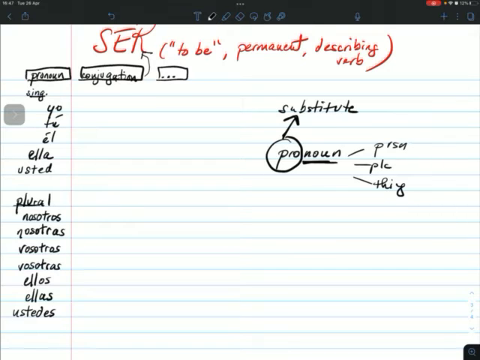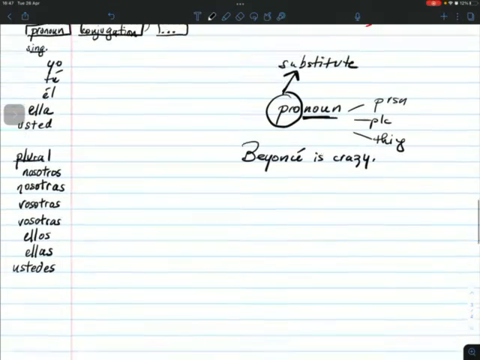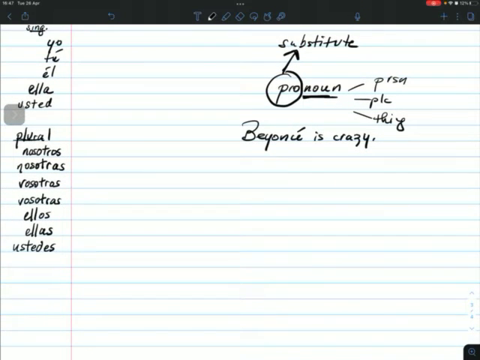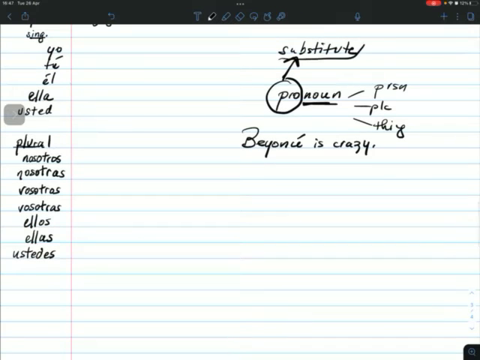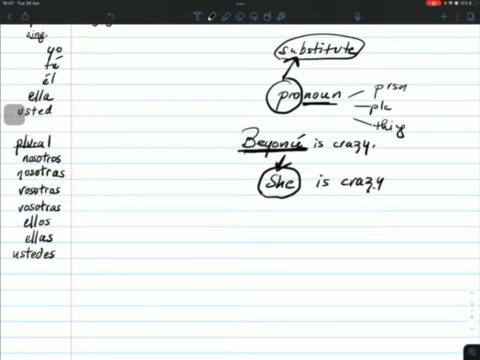For example, Beyonce is crazy. I don't know if she has an accent in that E, but I'm just going to pretend that she does, okay? Now, Beyonce is around the corner, but I want to tell my friends that she is crazy, but I don't want to use her name, just in case she might hear me. So I want to say that she's crazy without saying her name. So the pronoun I would use, the substitute for the noun in English, is she is crazy. Okay? Here you have your pronoun.